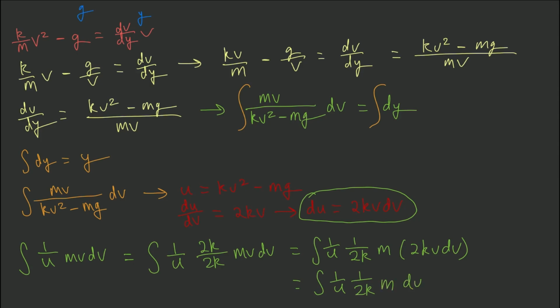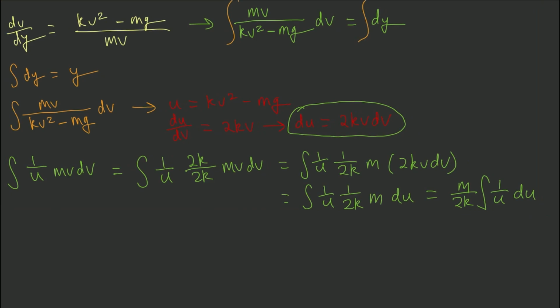But we know that 2kv dv is du. Now, what we can say is we have this integral as m over 2k times the natural log of the absolute value of u plus some integration constant, c1. Now, it's important to remember that the integral of 1 over u is the natural log of the absolute value of u. That absolute value is required to ensure that the natural log function is defined.